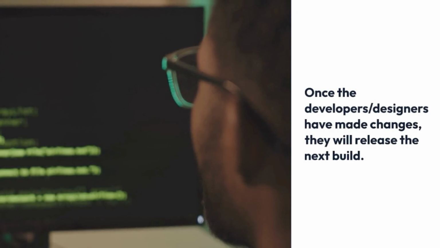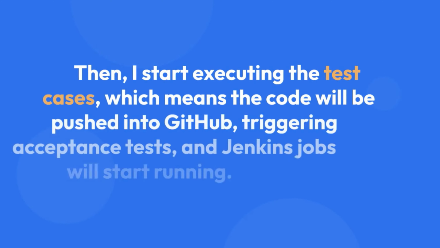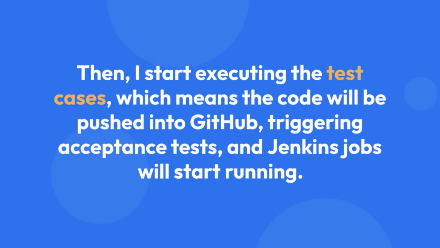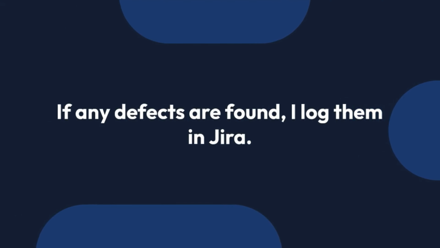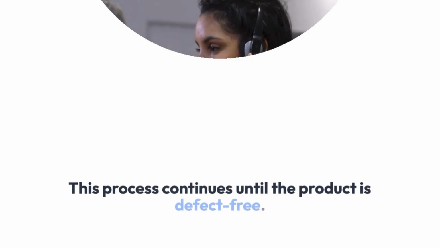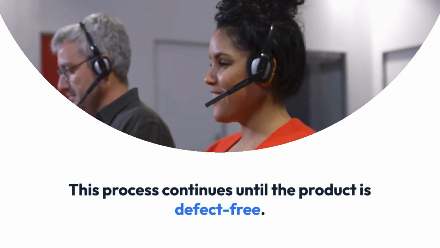Then, I start executing the test cases, which means the code will be pushed into GitHub, triggering acceptance tests, and Jenkins jobs will start running. If any defects are found, I log them in Jira. This process continues until the product is defect-free.